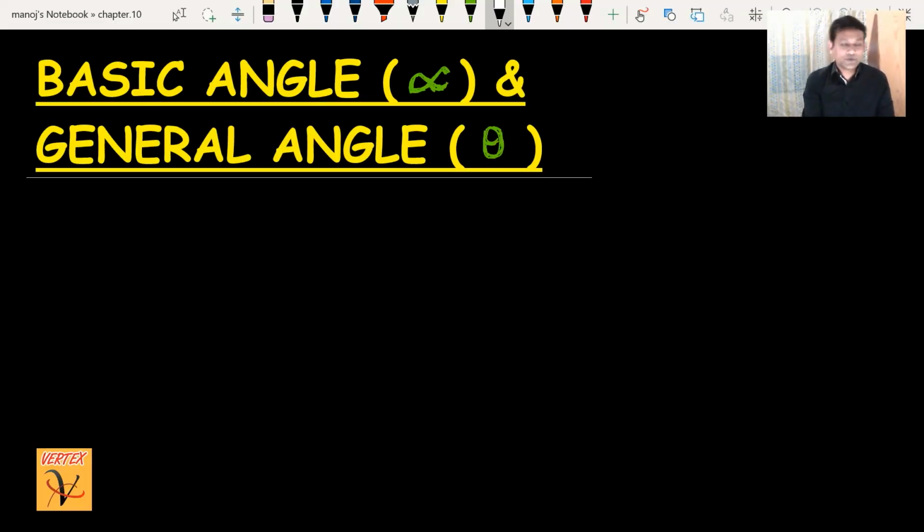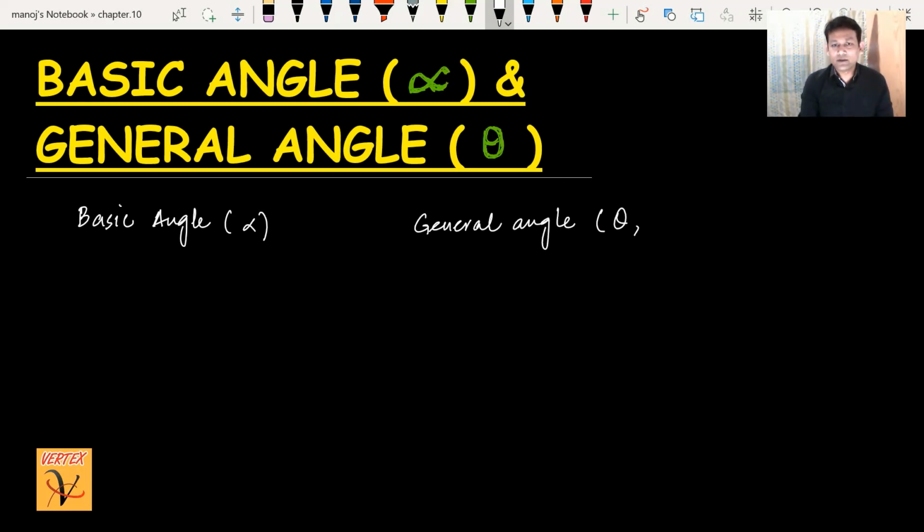I would like to say something about the basic angle first. Basic angle normally we write with the sine alpha, and the general angle we write normally theta or x or any other. There is no problem, you can write theta or x, but according to the books we are writing theta or x as a general angle.